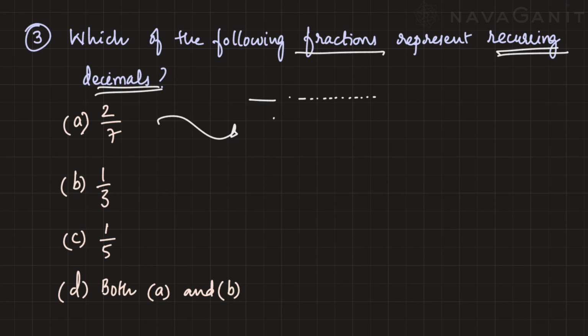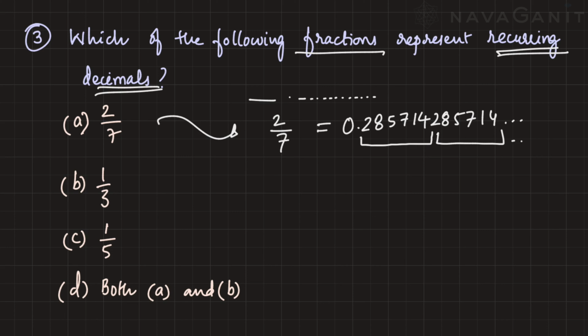First, let us begin with 2 by 7. If I convert 2 by 7 to a decimal number, this would be 0.285714, and so on. This block, 285714, keeps repeating infinitely, making this a recurring decimal.